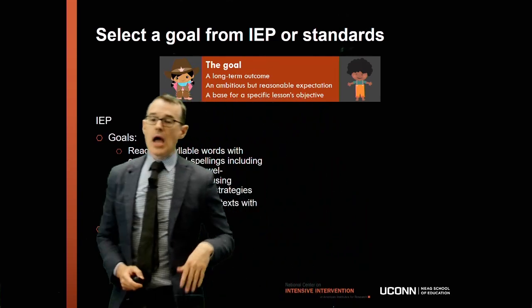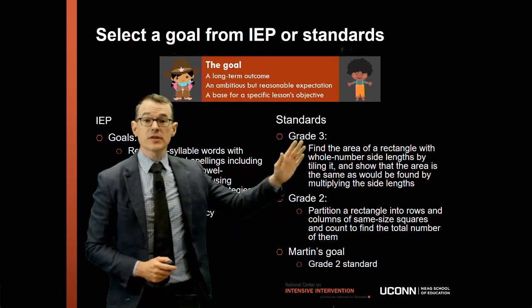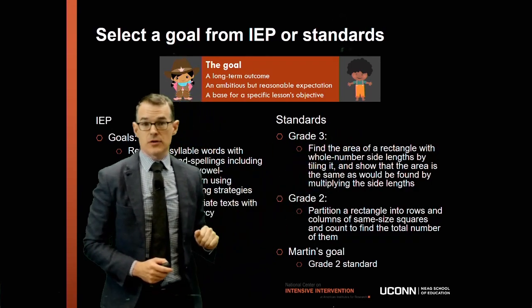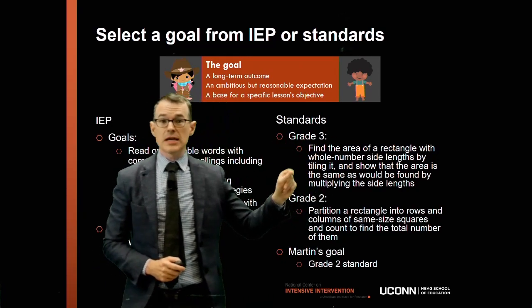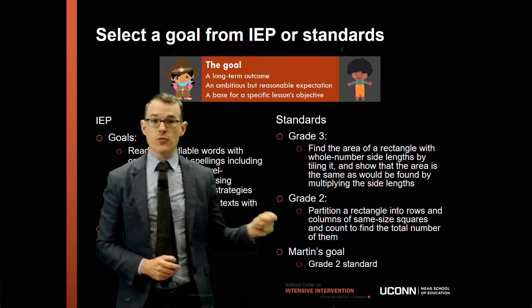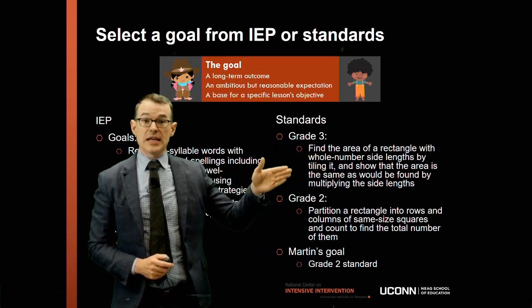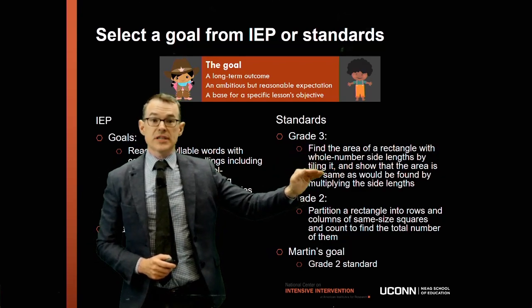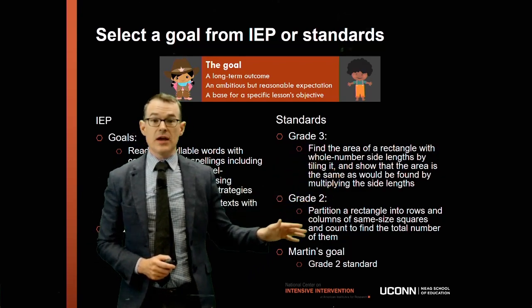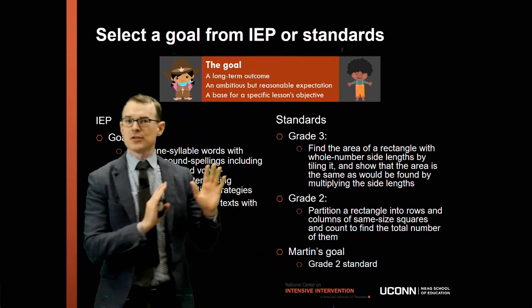Let's talk about Martin. Martin does not have an IEP, so we're focusing here on what? On standards. Martin is in grade 5, but he's in grade 3, but he may not be ready for the grade 3 standard. The grade 3 standard with regard to understanding area is to find the area of a rectangle with whole number side lengths by tiling it and showing that the area is the same as would be found by multiplying the side lengths. Okay, so you don't need to know that one.